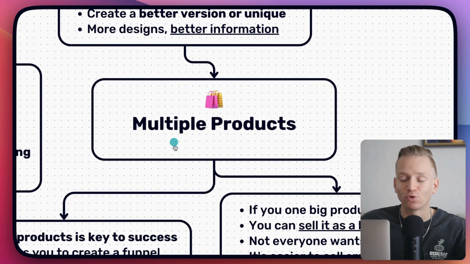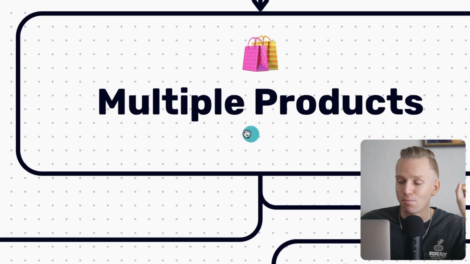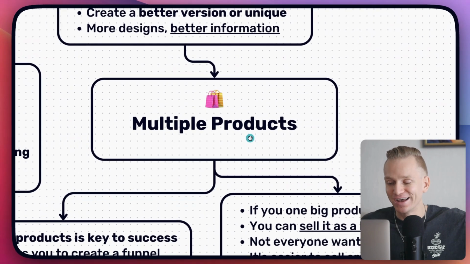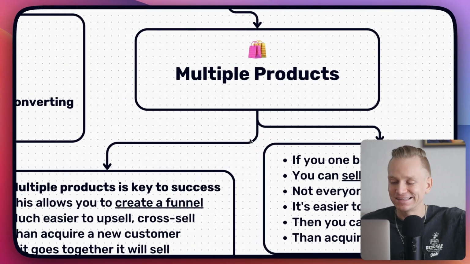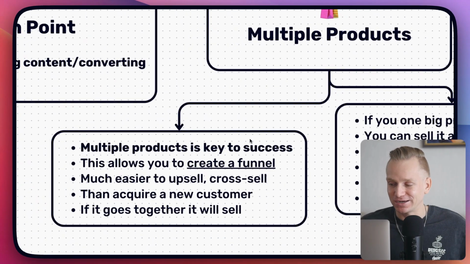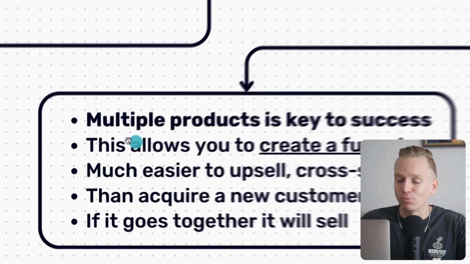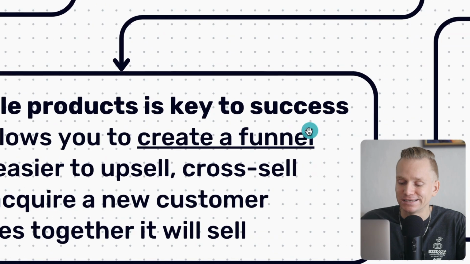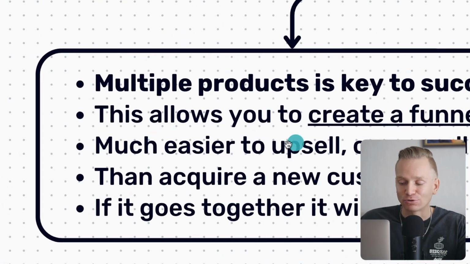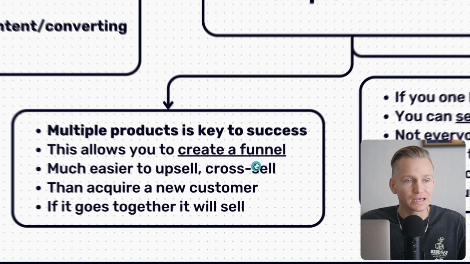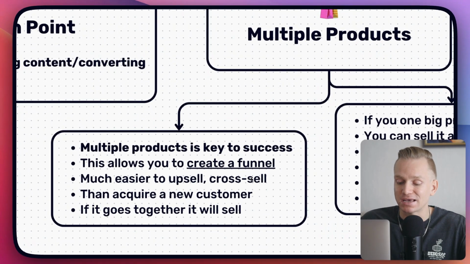So now this next section is super important. This is what a lot of people miss. It's creating multiple products when you create your products, and this is key. If you're still watching, definitely don't switch off now, because this is going to make such a massive difference. Multiple products really are key to success, because this allows you to create a funnel, and the funnel is where you really increase your revenue and can make a lot of money.